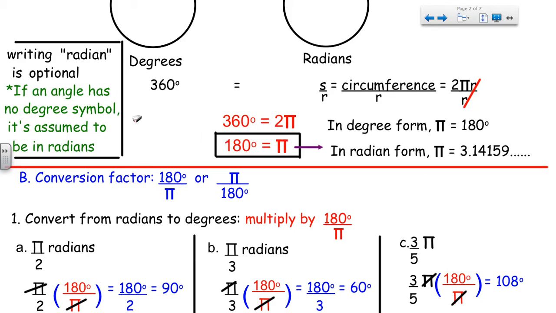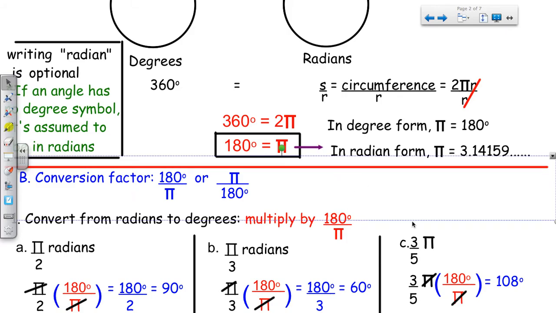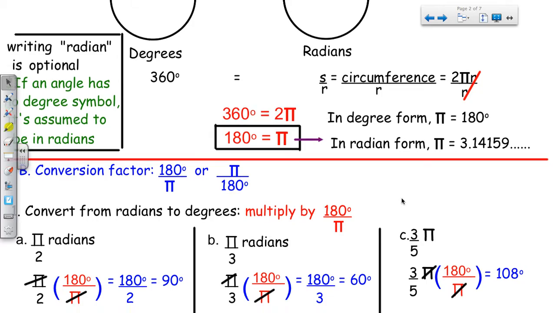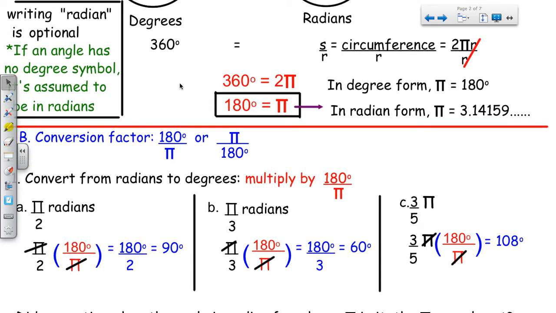equivalence. So I can either do 180 degrees over pi or pi over 180 degrees. Notice if they're both equivalent, if this equals 1, this equals 1. Okay? All right. So let's do some stuff. Let's convert from radians to degrees.